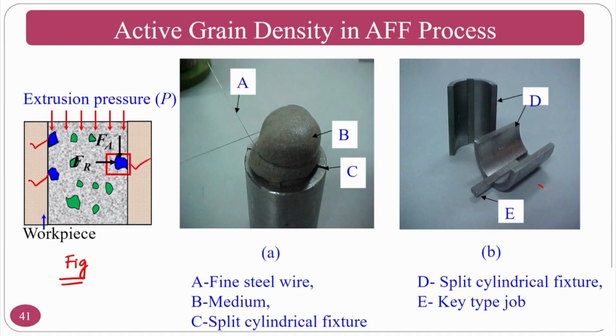workpiece is a split type of workpiece that you can see here. This is a split type of cylindrical workpiece fixture, and they extrude the medium halfway, then stop the process and take it out. The starting portion will always have a curvature, so you can cut it off. You can see the cutting of this one has taken place, and then you just split the two cylinders and you can get the medium slug.